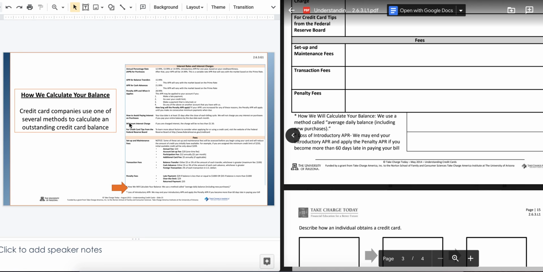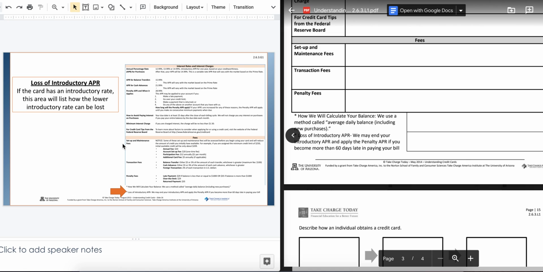And then at the very bottom, it identifies how they calculate your balance. So calculating your balance, credit card companies use one of several different methods. So they will identify what method they're going to use in order to actually calculate what you owe. And then we have loss of introductory APR. I talked before that a lot of cards will have a certain interest rate at the beginning, and then the interest rate might spike depending on certain circumstances. So this would tell you what would have to happen in order for you to lose that better interest rate.